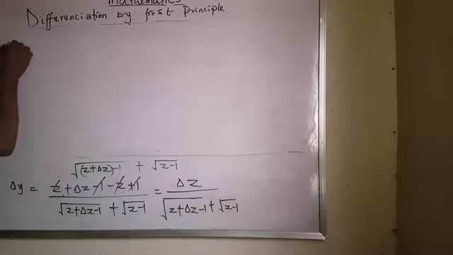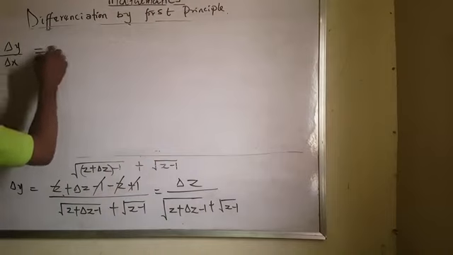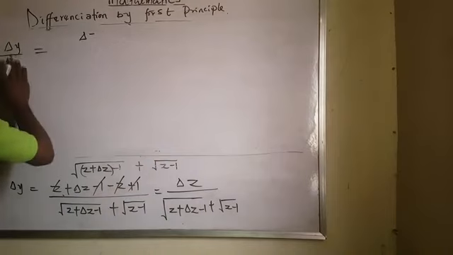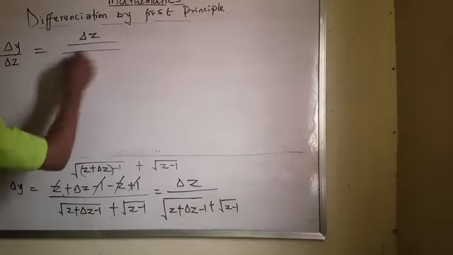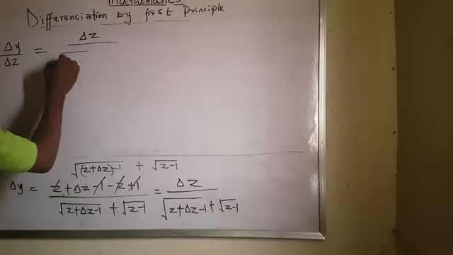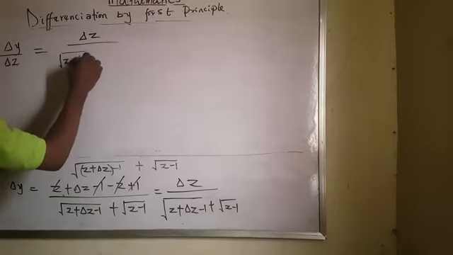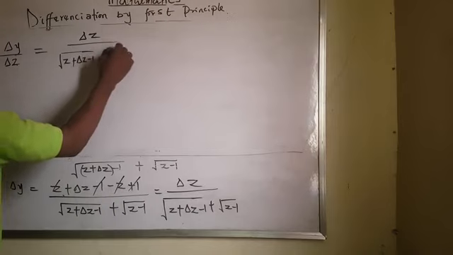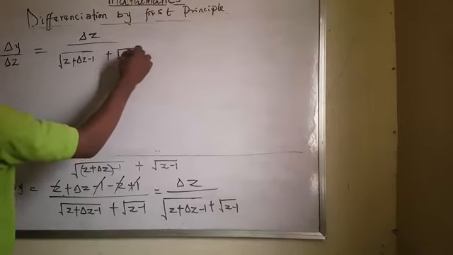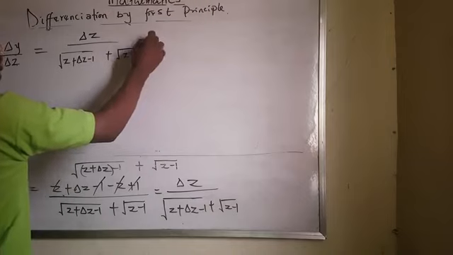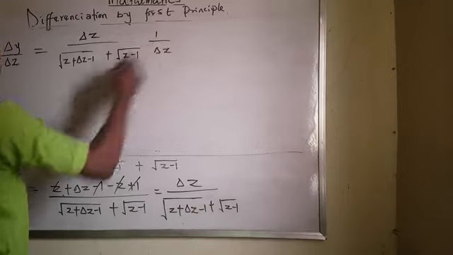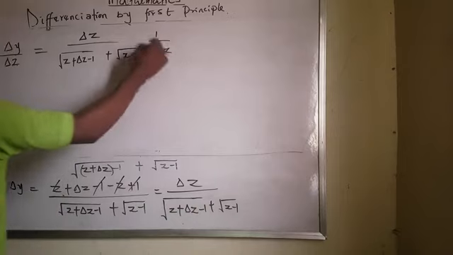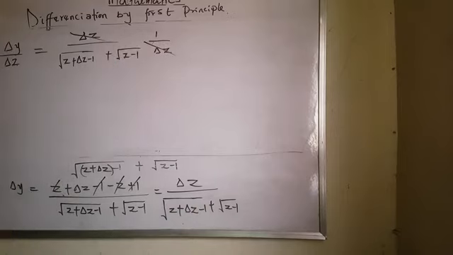So we have this. Change in y over change in z. You get that? That's the next step. We are dealing with change in z, so we have change in z over the square root of z plus change in z minus 1, plus the square root of z minus 1, divided by change in z, so that will become 1 over change in z. You get that? So we divide both sides, so this will cancel out this.